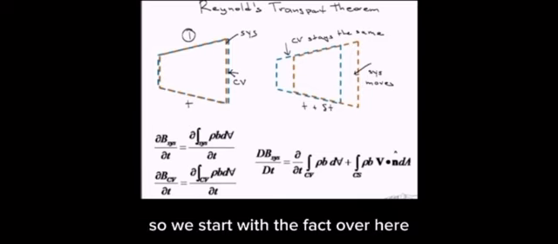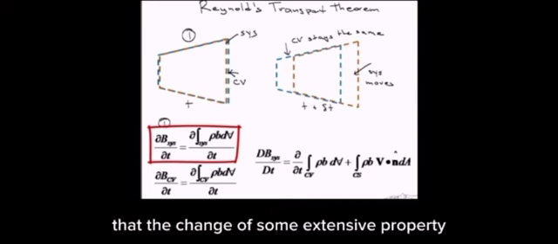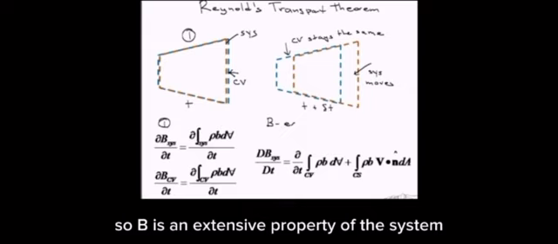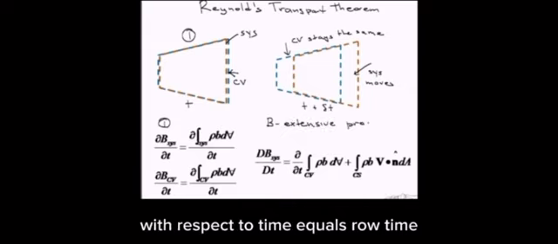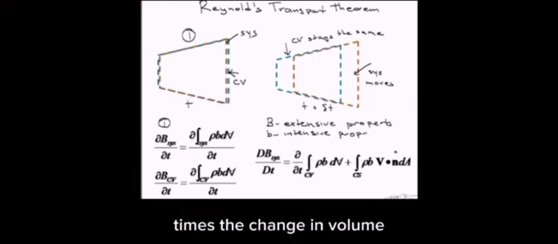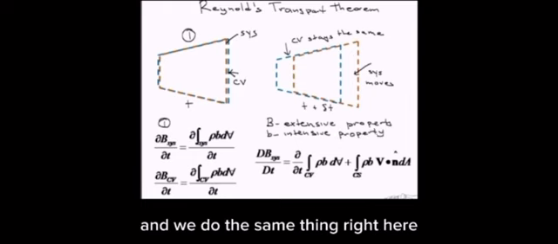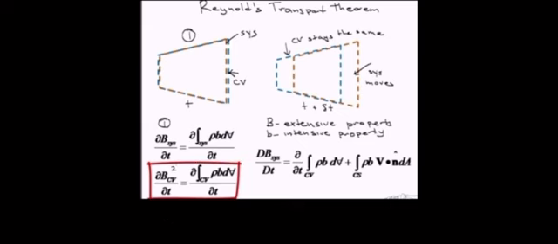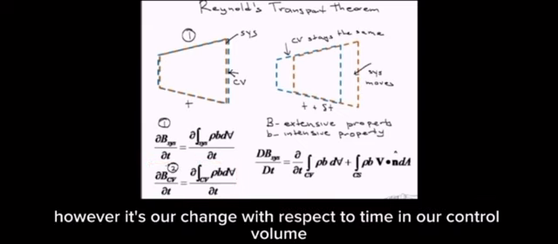So we start with the fact that the change of some intensive property B of the system with respect to time equals rho times the intensive property associated with it, times the change in volume. And we do the same thing right here, however, it's our change with respect to time in our control volume.